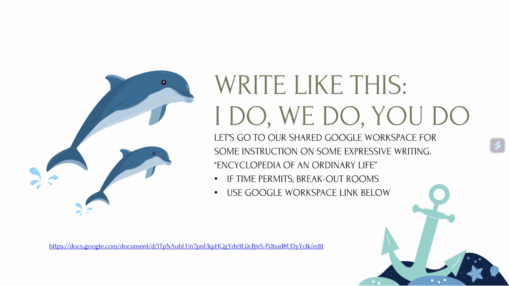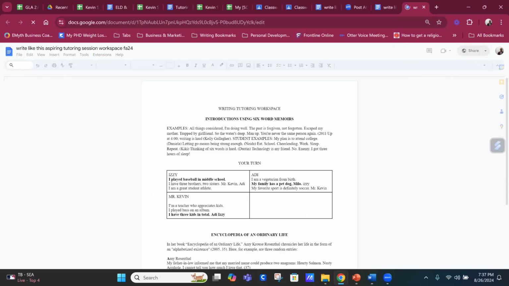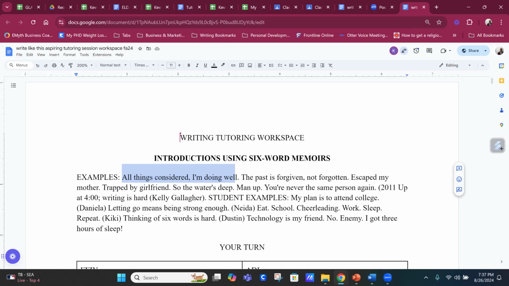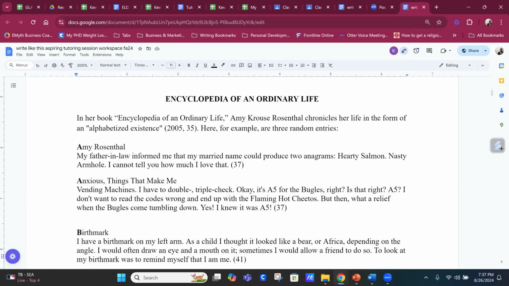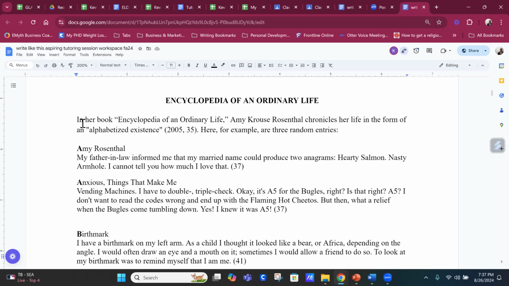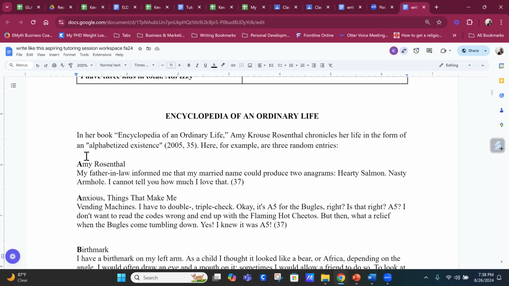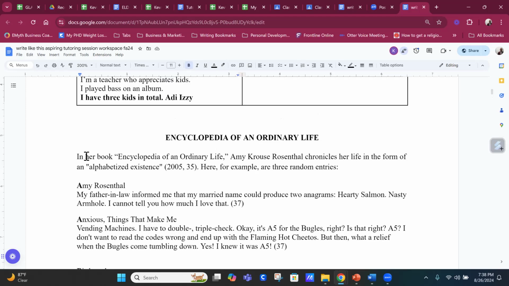Okay, so again, we're going to land in the same place. And let's get the magnification up. There you are. And so in her book, Encyclopedia of an Ordinary Life, Amy Krauss Rosenthal chronicles her life in the form of an alphabetized existence. Here, for example, are 3 random entries. Notice A, B, C. And you can go all the way through the alphabet, which we will not do in the tutoring session. We're just going to try a couple of these.